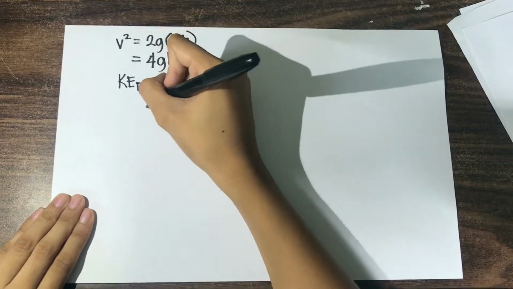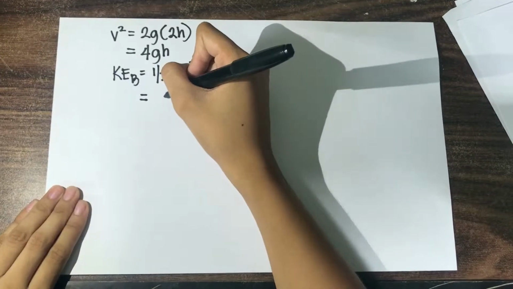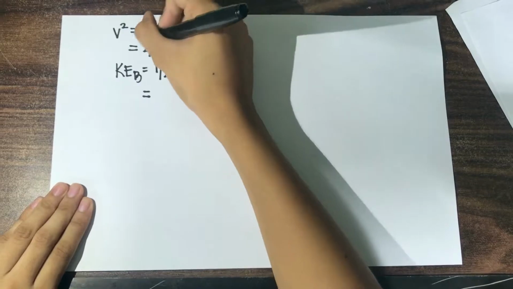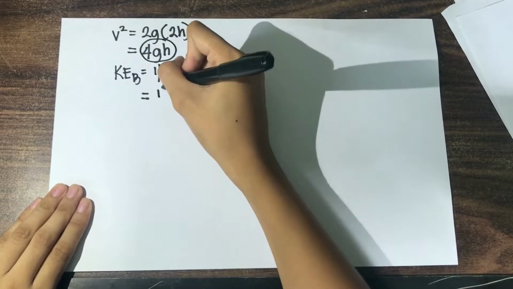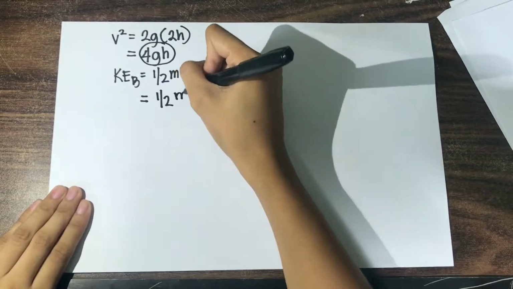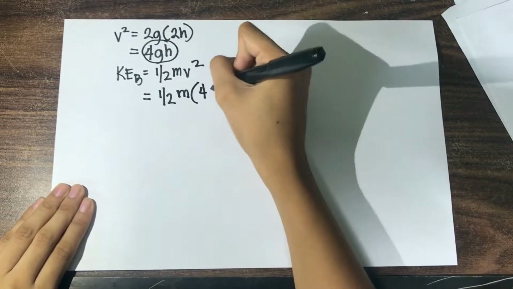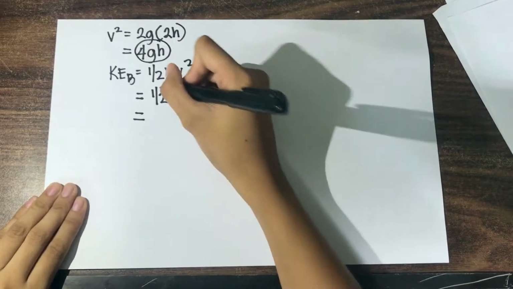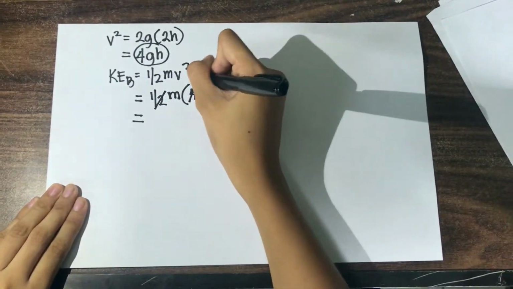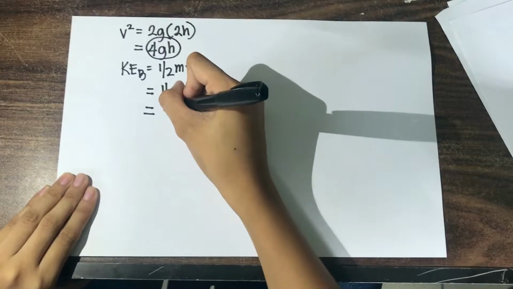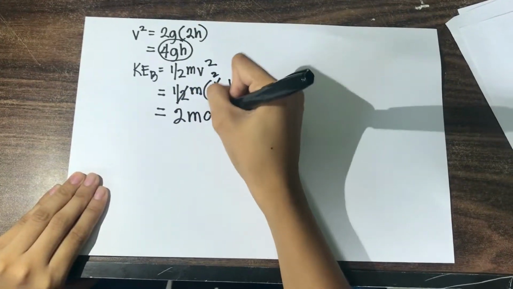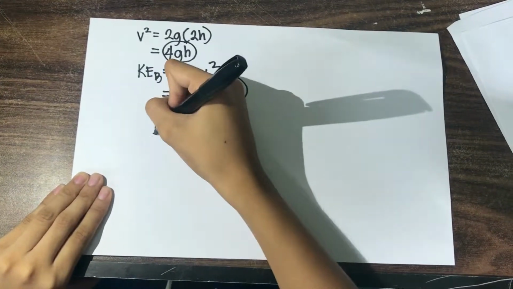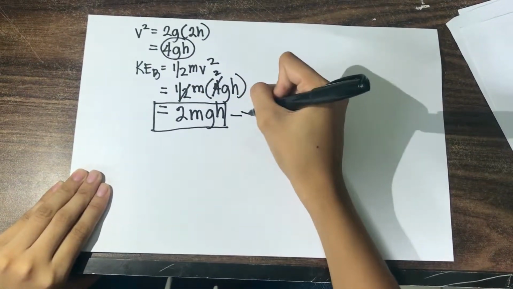We will substitute the given value of velocity squared, which is 4gh. 1/2 mass times 4gh. Simplify. It will be 2mgh. This will be our equation 1.